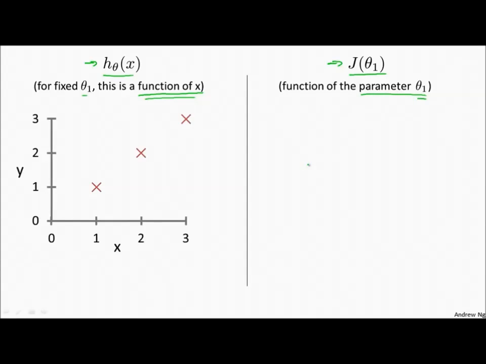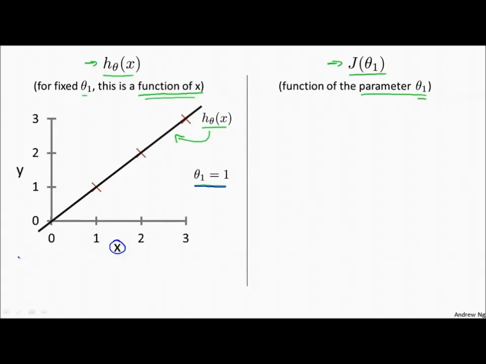Let's start with the hypothesis. On the left, let's say here's my training set with 3 points at (1, 1), (2, 2), and (3, 3). Let's pick a value of theta 1. So I'm going to set theta 1 equals 1, and if that's my choice for theta 1, then my hypothesis is going to look like this straight line over here. And I want to point out, when I'm plotting my hypothesis function, my horizontal axis is labeled x, size of the house over here. Now, I've temporarily set theta 1 equals 1.